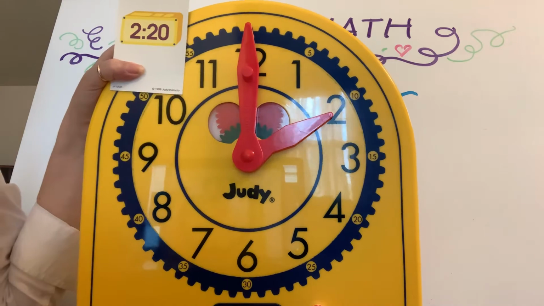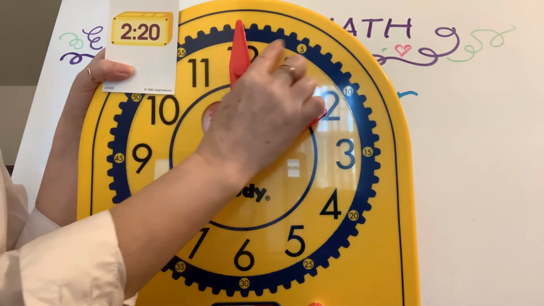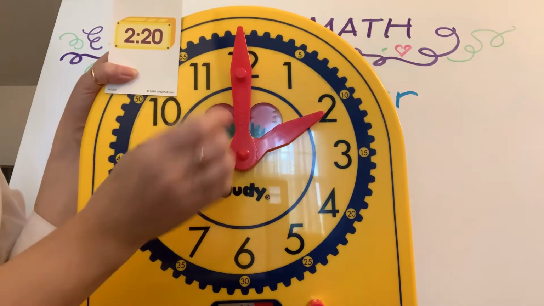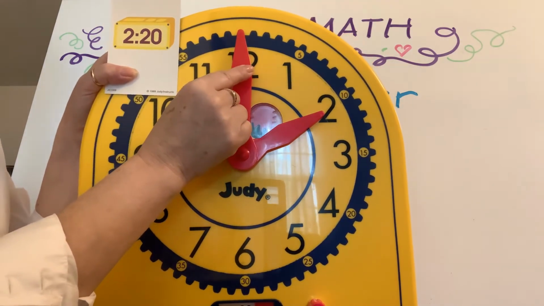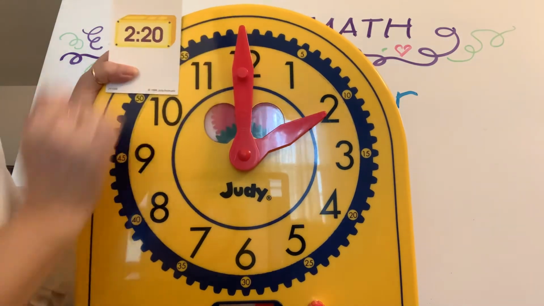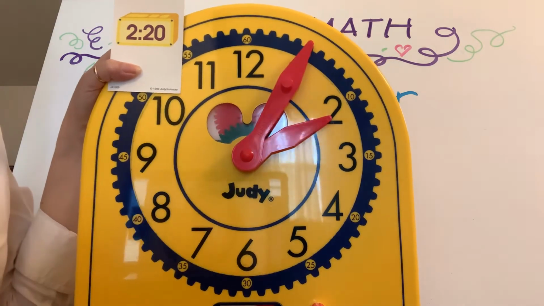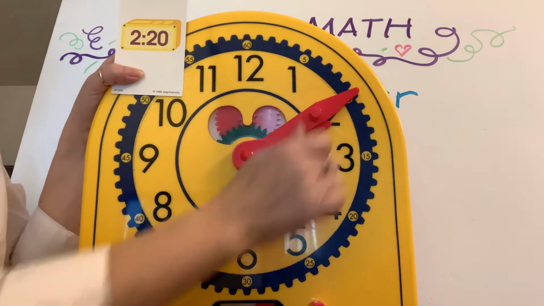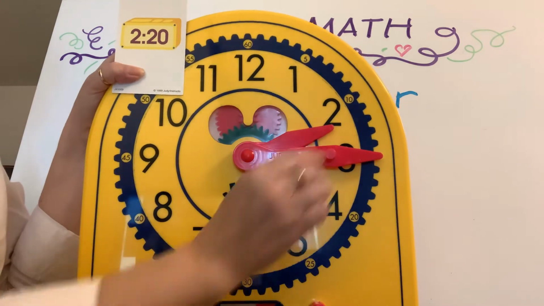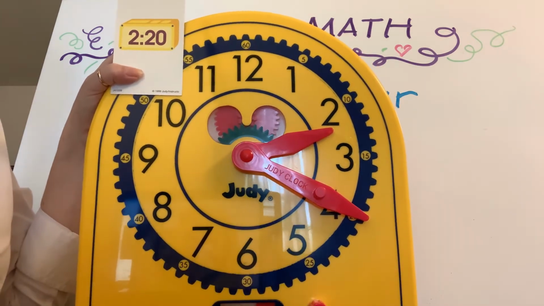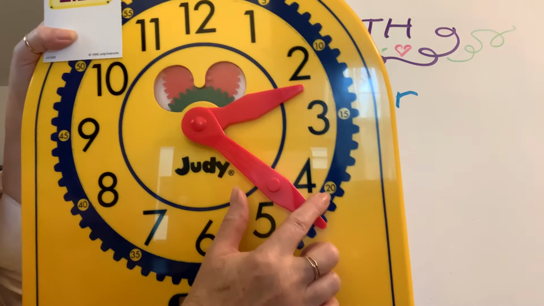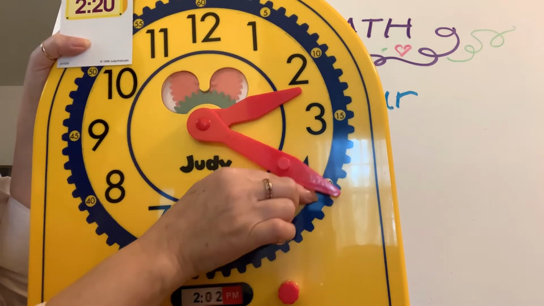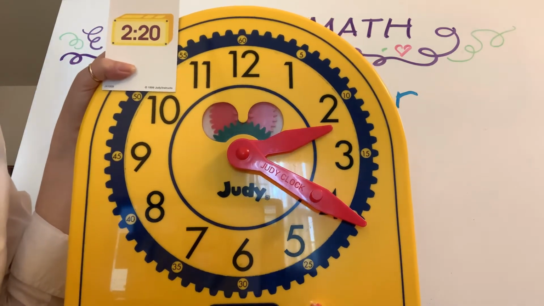All right, 2:20. We're just going to count by 5s until we get to the minutes that are worth 20. Okay, here we go. 2 o'clock. We're at 2:00. 2:05. Oh, that's a great number. 2:10, 2:15, and 2:20. And if you zoom in real close, can you see that the 4 is actually counting by 5s? And it gives us the minutes of 20.